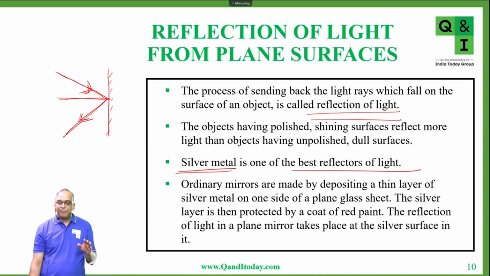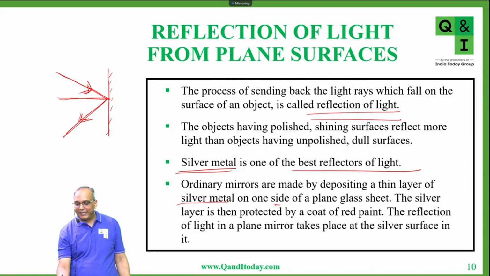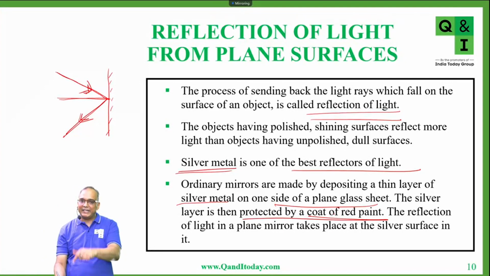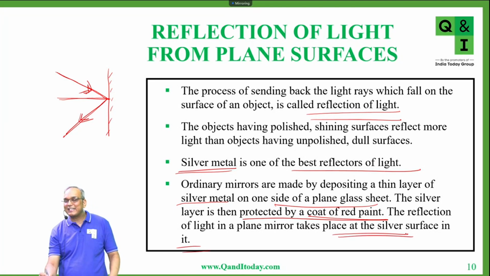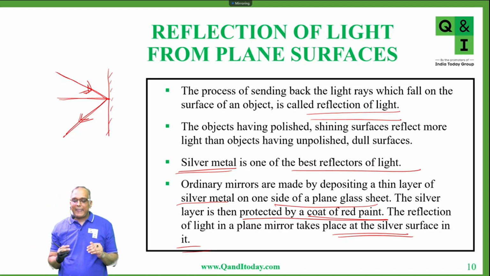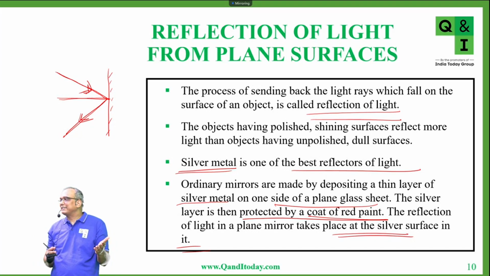Ordinary mirrors are made by depositing a thin layer of silver metal on one side of a plain glass sheet, and the silver layer is then protected by a coat of red paint, as we saw in the previous slide. The reflection of light in a plane mirror takes place at the silver surface. So where does the reflection take place? On the silver surface, that is, on the front surface. The back surface is just to keep that silver coating intact. Is it clear, students? Are you able to understand how the silvering is done and how the reflection is done?